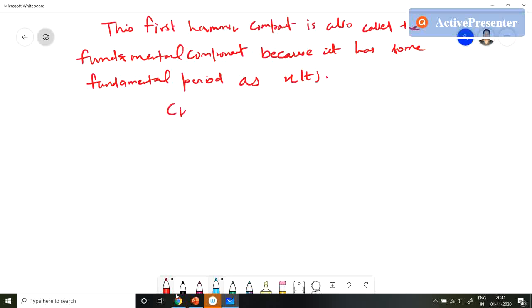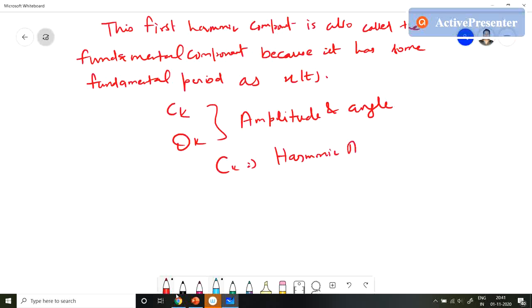So the coefficient ck is called the harmonic amplitude, and the angle theta k is called the harmonic angle. They are related to ak and bk.